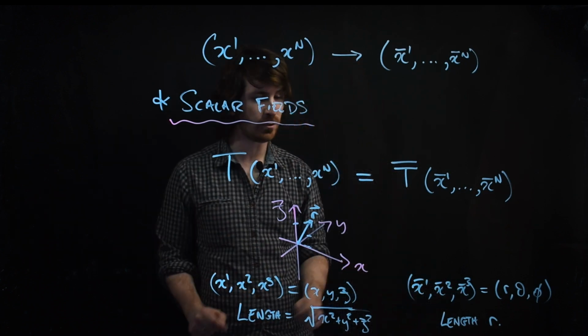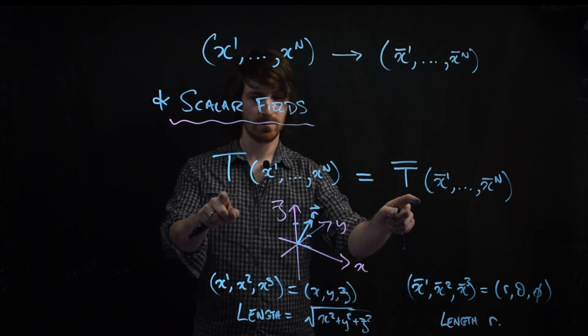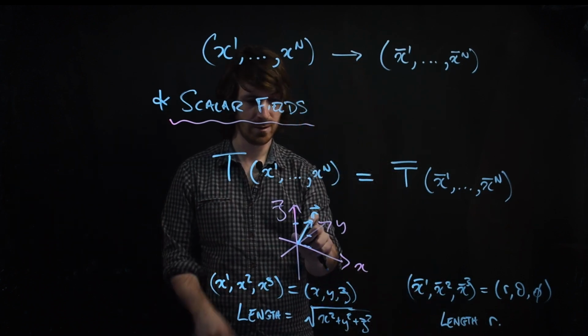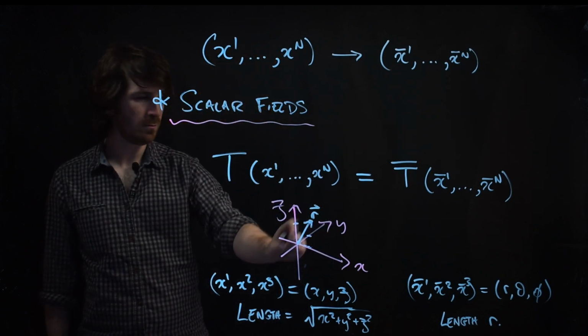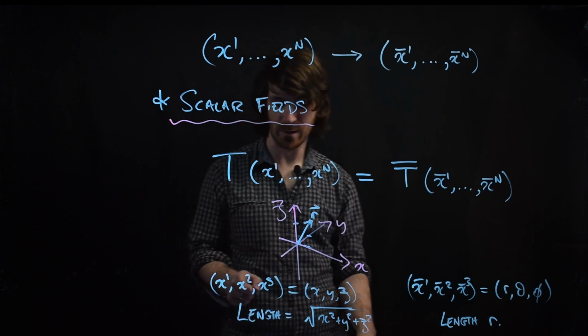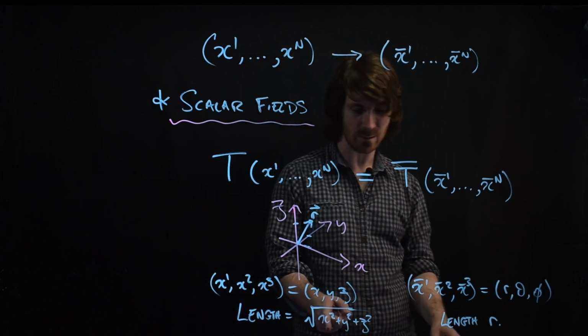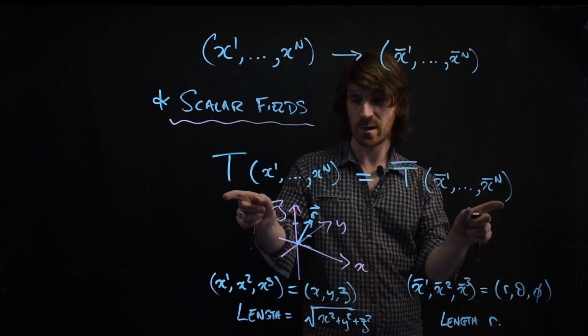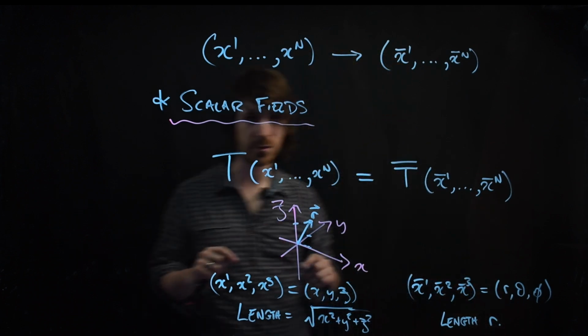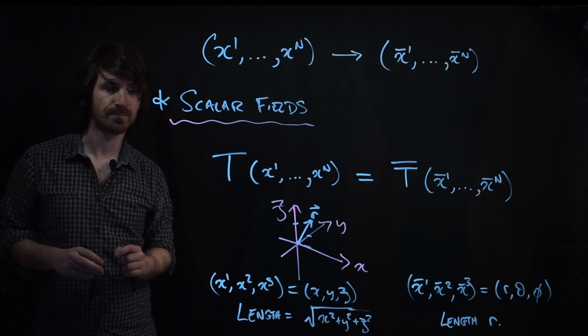Okay, so the functional form is different, but the length, if this is an arrow of length 1, it will be an arrow of length 1 whether we use a Cartesian coordinate system to measure it or a spherical polar coordinate system. So a scalar is invariant under transformation of our coordinate system.